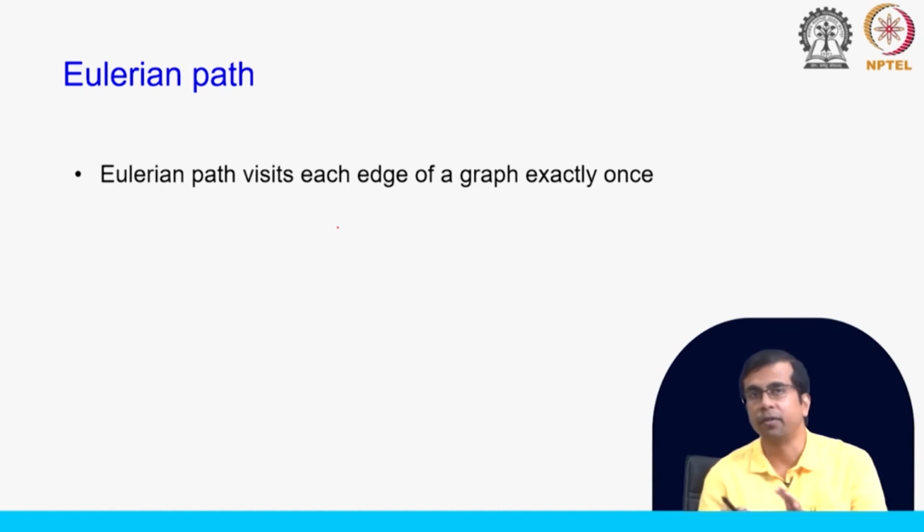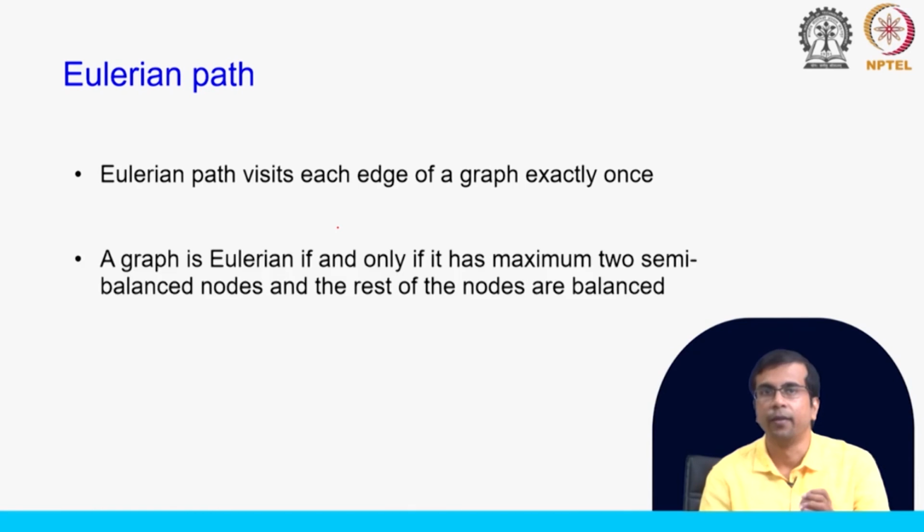We will actually introduce this concept of something called a Eulerian path. If such a path exists in a graph, it is a Eulerian path. This is a path that visits each edge of a graph exactly once. This is something we wanted. This is the question we framed a few minutes ago. So, this is the path we want, a Eulerian path that will visit each edge of a graph exactly once.